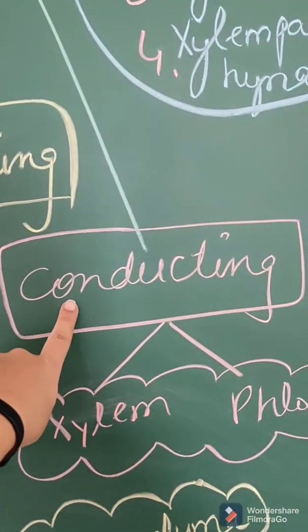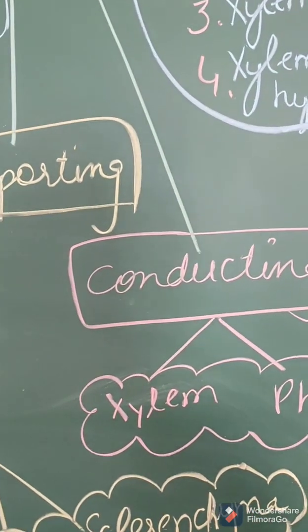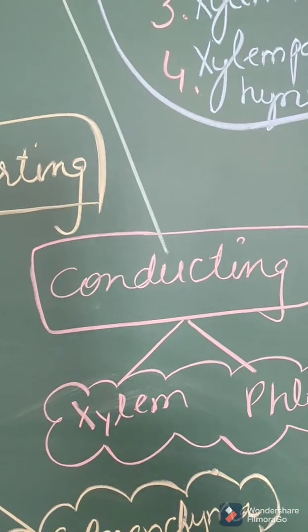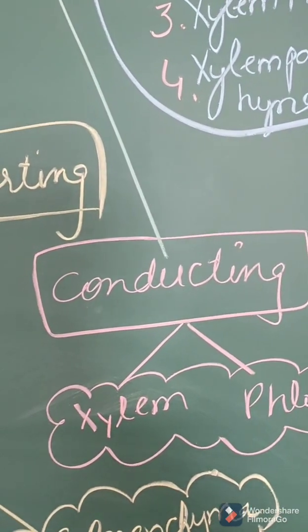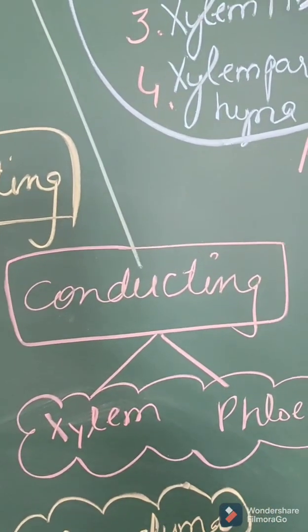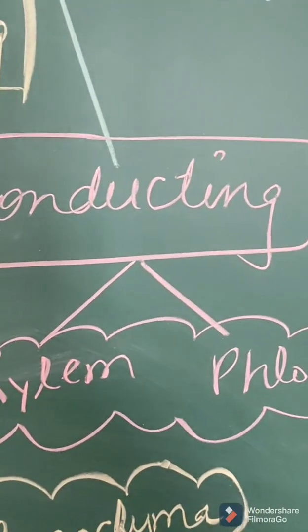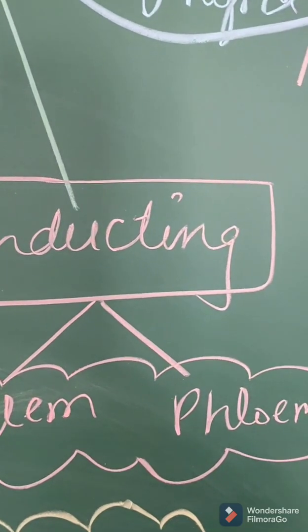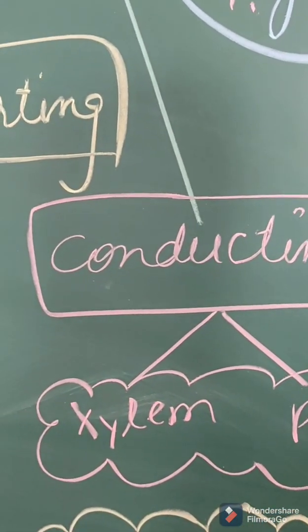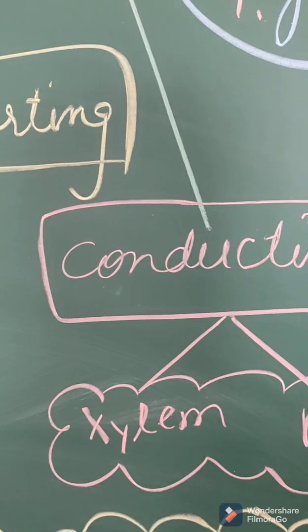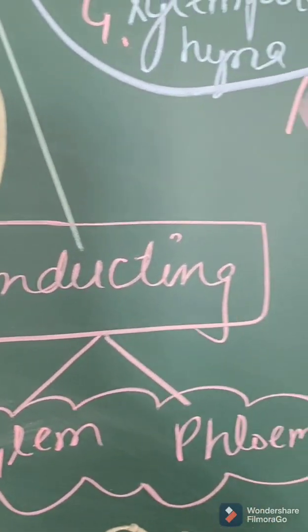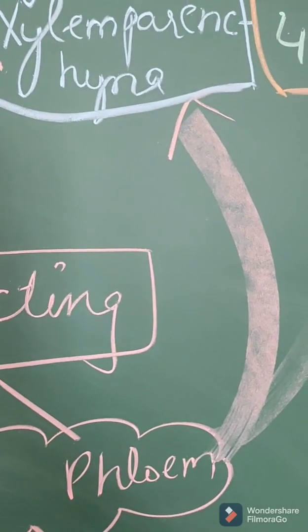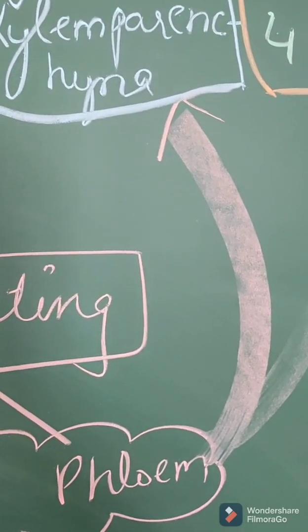Then comes the third type of permanent tissue, which is known as conducting tissue. From its name, it is very clear. Conducting, that means they are transporting something. So in conducting tissue, we have xylem and phloem. In previous classes, you have already read about xylem. It conducts water from roots to different parts of the plant. And what about phloem? It conducts food prepared in the leaves to different parts of the plant.